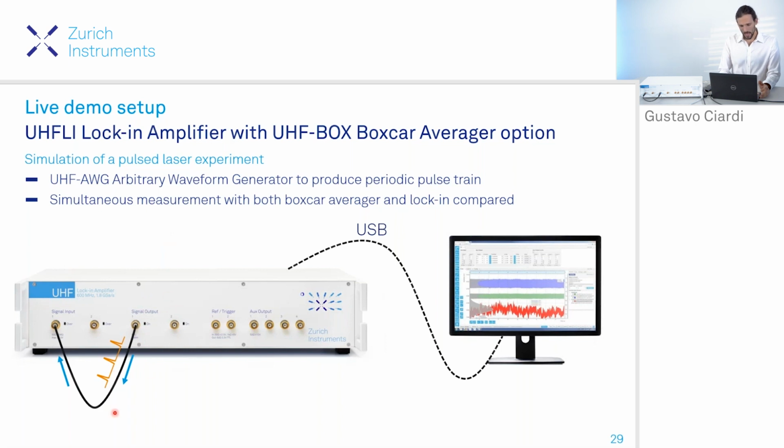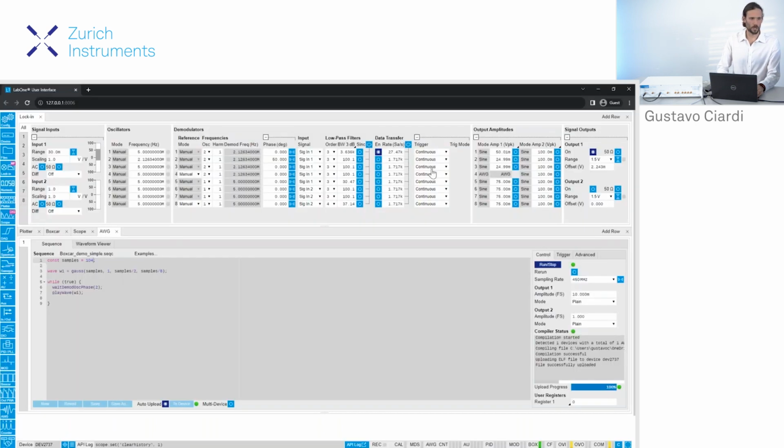Basically, I output the signal and measure it with a signal input with both techniques, lock-in amplifier and Boxcar averager. And we can see how changing certain parameters of the measurement affects the signal-to-noise ratio. So now I'm going to move to the software. I hope you can all see the software. Now what I'm doing, as I said before, is creating Gaussian pulses at a certain repetition rate, in this case 2.1 megahertz.